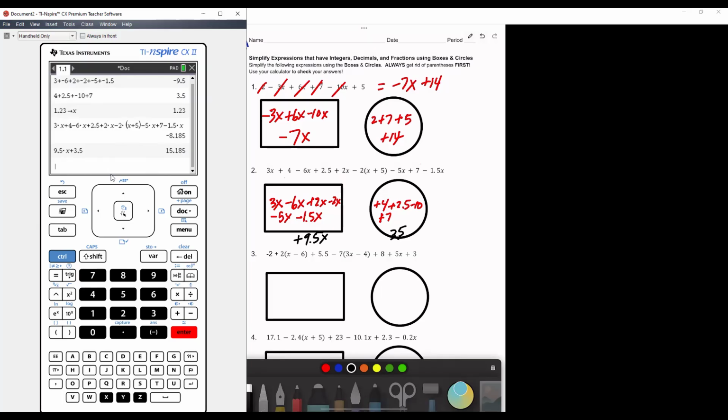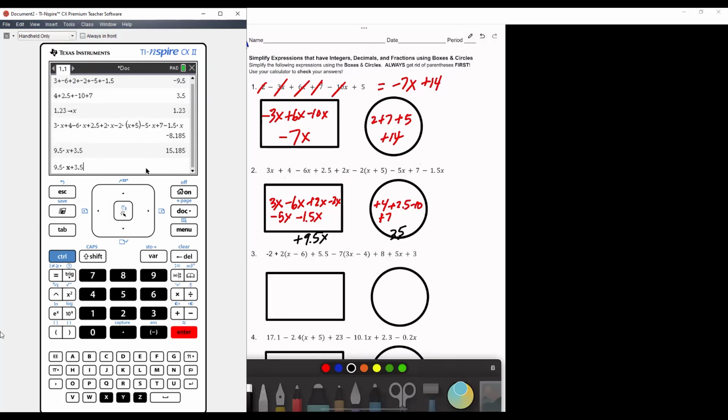Yeah, I don't see it. I don't see where my mistake is. Let me double check this part over here. We got 3x minus 6x plus 2x minus 2x minus 5x minus 1.5. And that looks good. 3, negative 6, 2x minus 2, negative 5. All right, that looks good too. Oh, dang it. I forgot the negative.